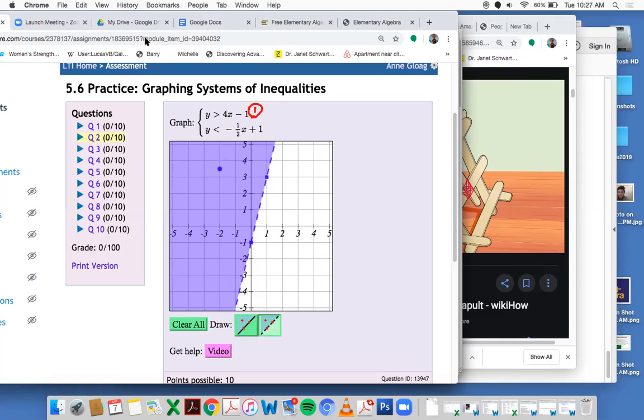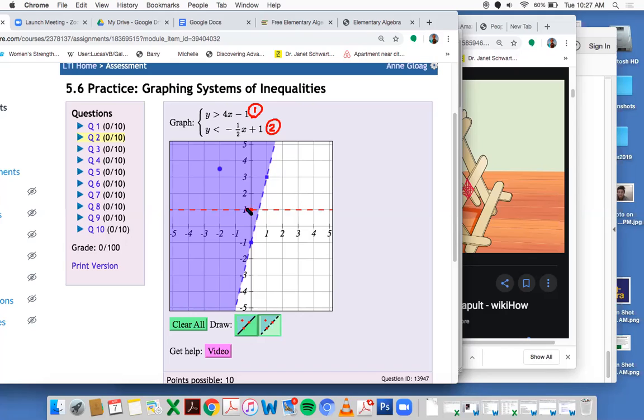Now I'm going to do the second inequality. Again, we need to choose from the boxes here, either the solid line or the dashed line. This is also going to be a dashed one because there's no equal sign. Make sure you pick that box. So again, I need to do the y-intercept and the slope. The y-intercept is at 1. So with my pencil marking, I should put a dot at 1.